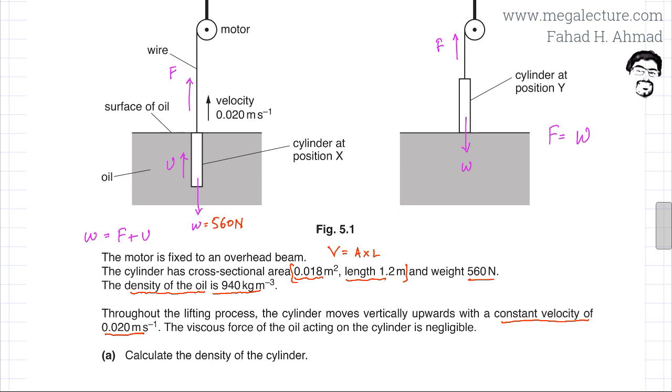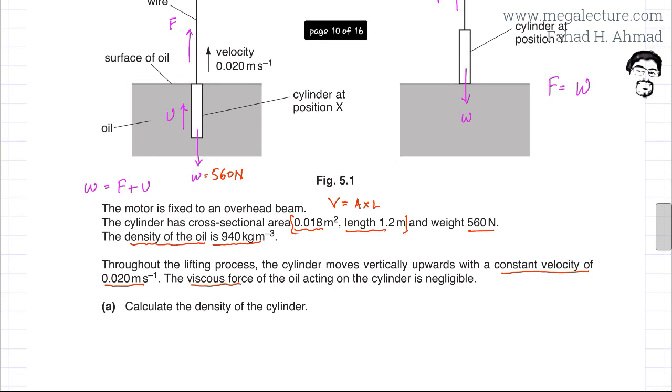The viscous force is, if you move an object out of a liquid, the liquid is going to drag it downwards. So if you move this object upwards, there's going to be a drag force. But the question states that there is no drag force. Now the first part is we need to calculate the density of the cylinder. The formula for density is mass over volume, so we're going to use that formula.